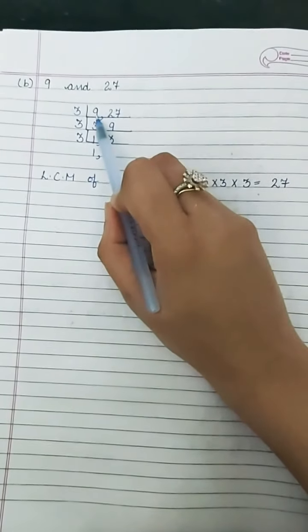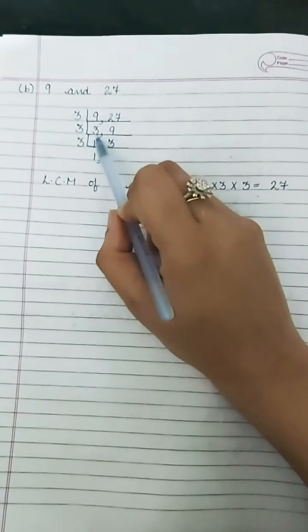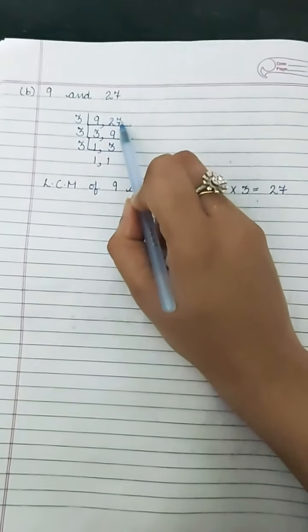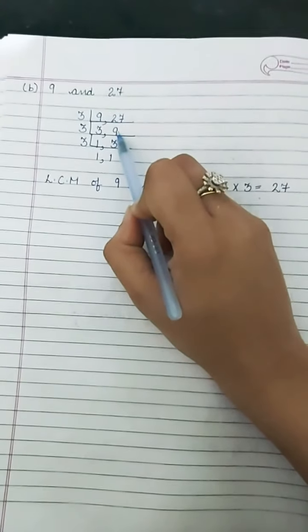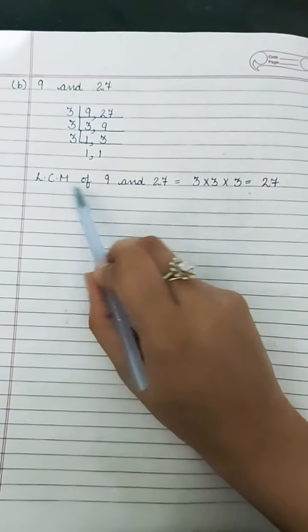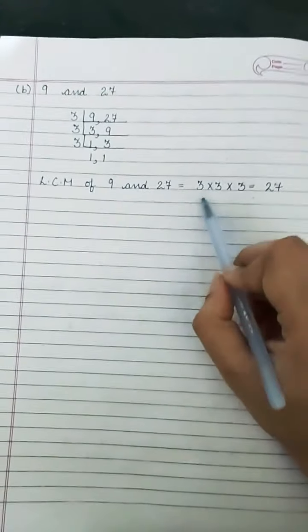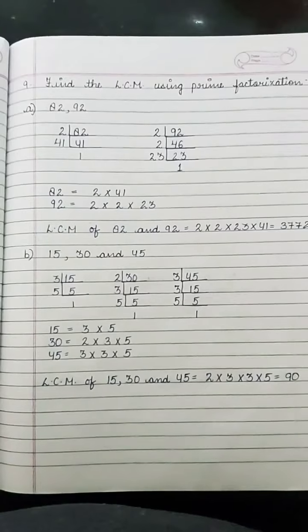Now again I have written both the numbers together, 9 comma 27. Now we can use 3. 3 3s are 9, 3 9s are 27. Again we can use 3. 3 1s are 3, 3 3s are 9. Now again we can use 3, 1 will remain as it is, 3 1s are 3. So the LCM of 9 and 27 is 3 into 3 into 3 is equal to 27.